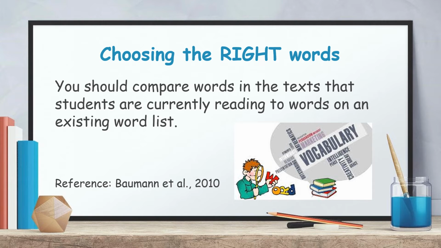You should compare words in the text that students are currently reading to words on an existing word list. However, I know that we all don't use that strategy. So let's discuss how you decided which words you would teach to your third graders. So can anyone raise their hand and tell me how they chose the 3 words that they would teach to their third grade students?